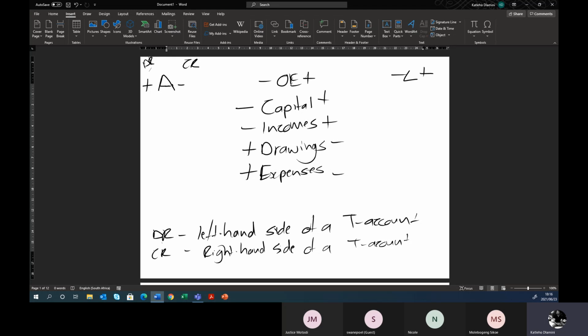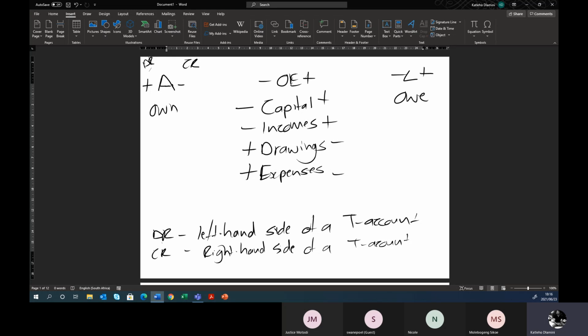Now, when your assets increase, these are things that you own, right? A car, a table, a computer, money in the bank. When these things increase, this is good for your business because the things that you own are increasing, right? Your liabilities are things that you owe.